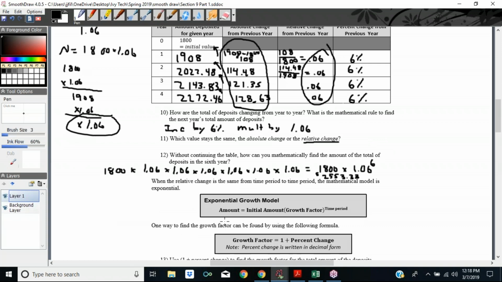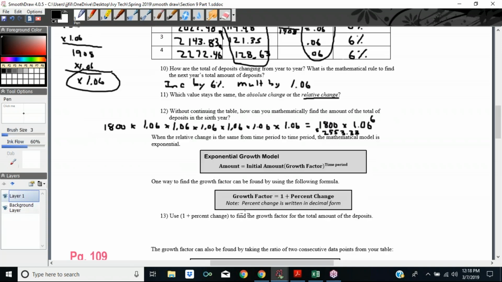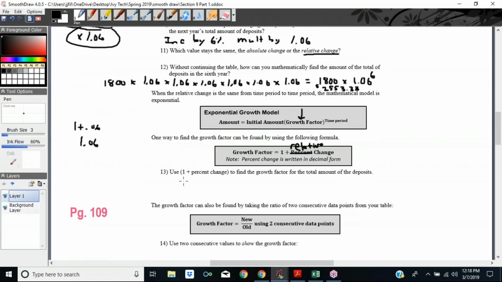So it says, here's a formula. The amount equals the initial amount times the growth factor to the time period power. And I don't like this saying percent there. It's really the relative change. So the growth factor is 1 plus the relative change. So 1 plus 0.06 is 1.06. That's the growth factor. That's the number that goes right here, as you noticed. So that answer is actually that one.